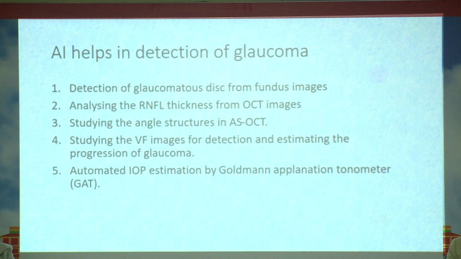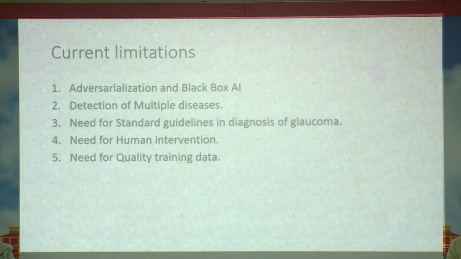Artificial intelligence helps in detecting glaucoma: detection of the glaucomatous disc from fundus images, analyzing RNFL thickness from OCT images, studying the angle structure on ASOCT, studying visual field images for detection and estimating the progression of glaucoma, and automated IOP estimation by Goldmann applanation tonometer. There are current limitations also: adversarial attacks and black box artificial intelligence, detection of multiple diseases, the need for standard guidelines in diagnosis of glaucoma, the need for human intervention, and the need for quality training.